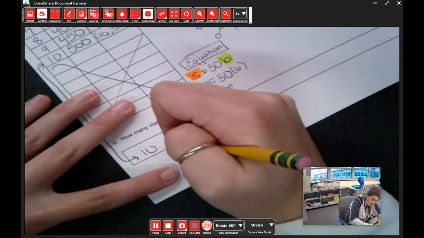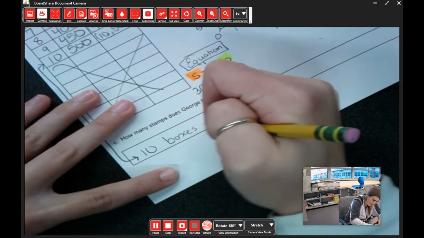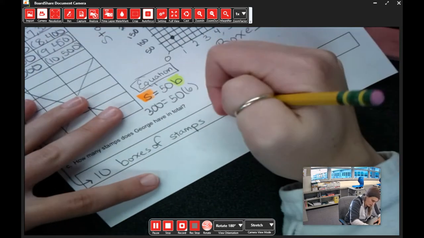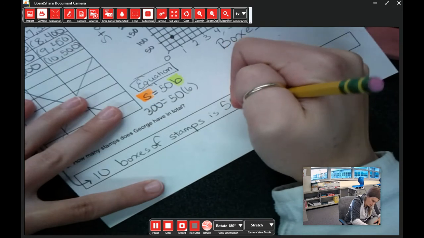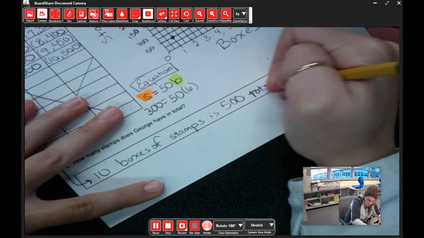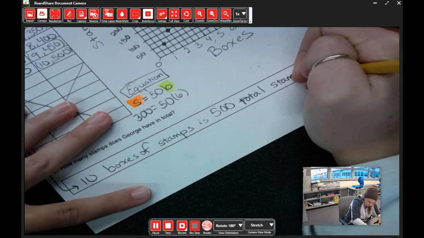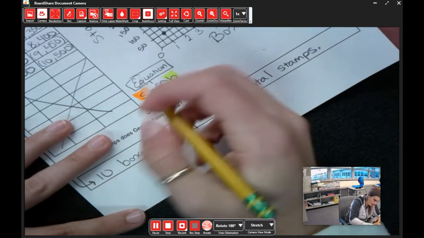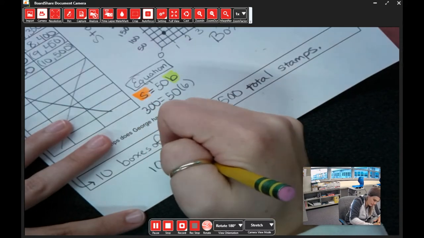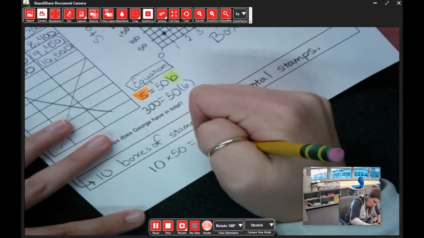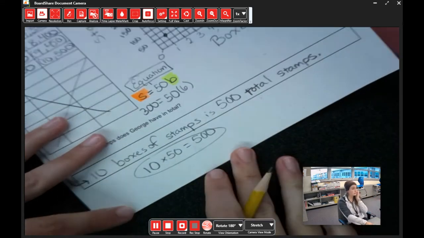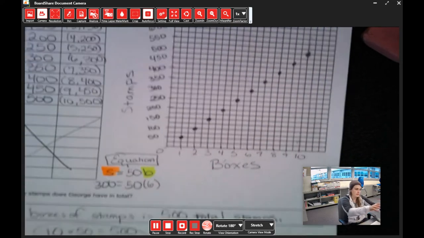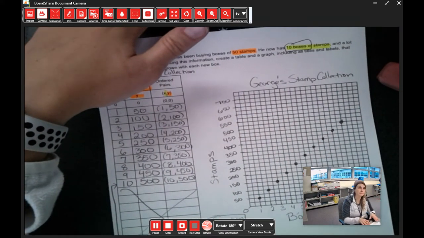10 boxes of stamps is 500 total stamps. And then just so I have it, I'm also going to show 10 times 50 equals 500. Okie doke. So that is my work for that problem.